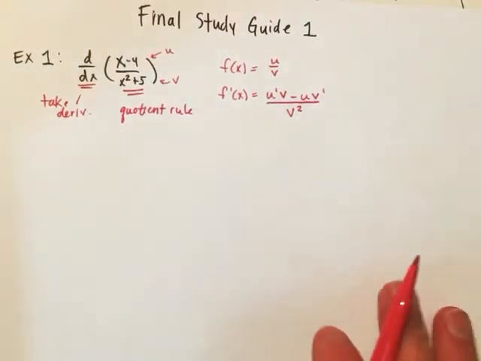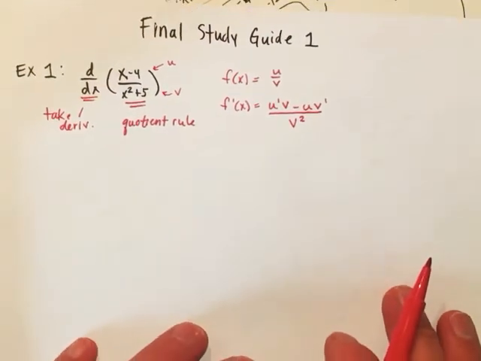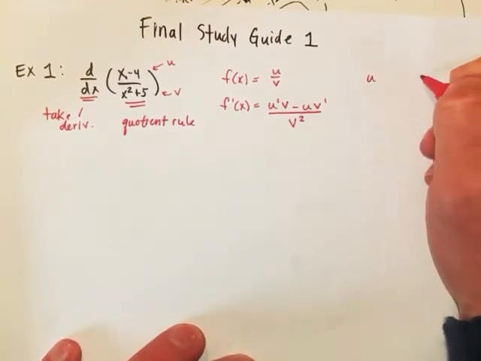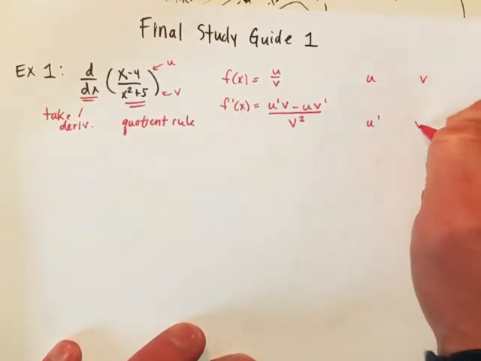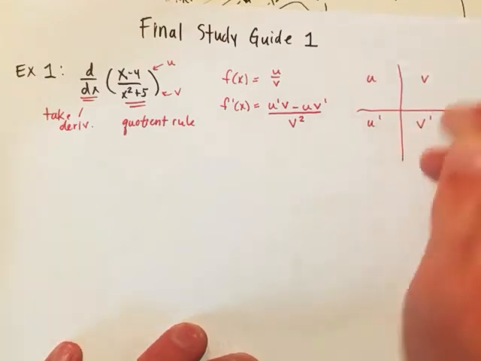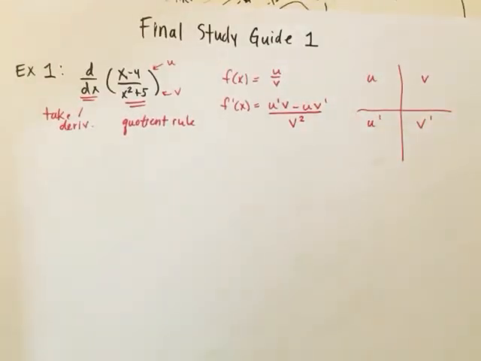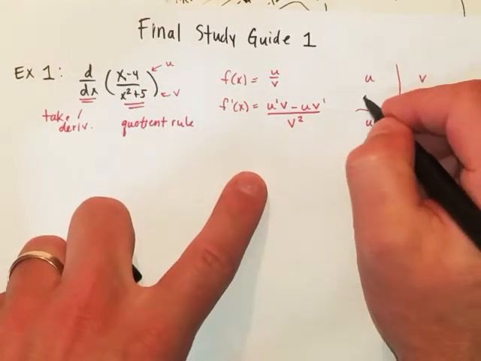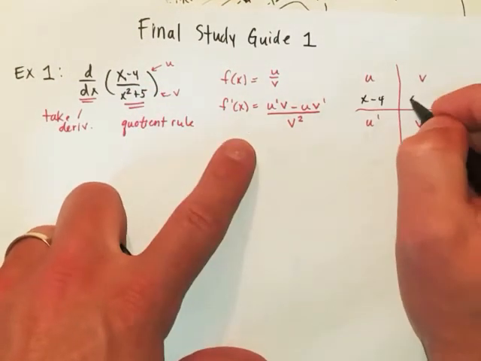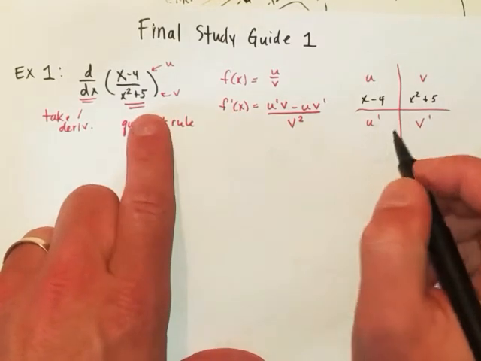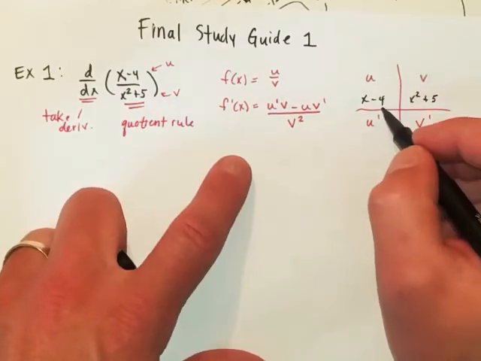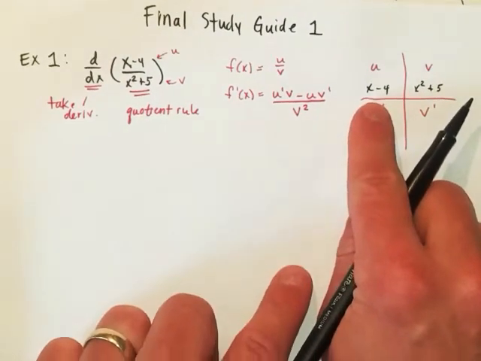Now one thing that we could do instead of all that, a separate strategy, was setting up our chart. So I'm going to set up my chart and reference this formula as I'm doing this problem. Remember that u is going to be the top, x minus 4. v is the bottom, x squared plus 5. u prime is going to be the derivative of u.